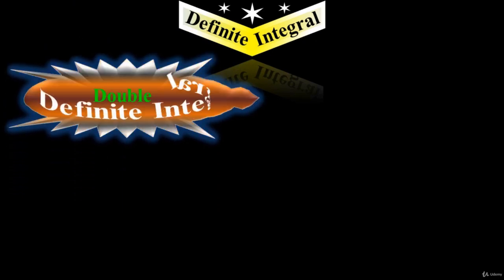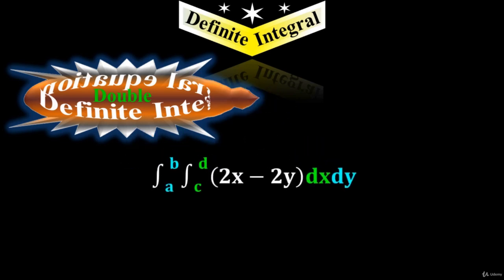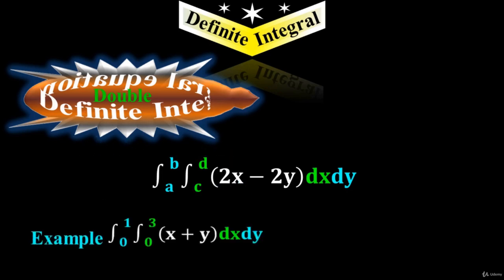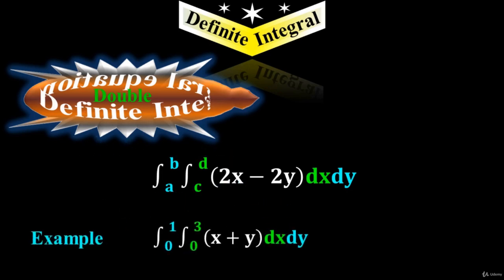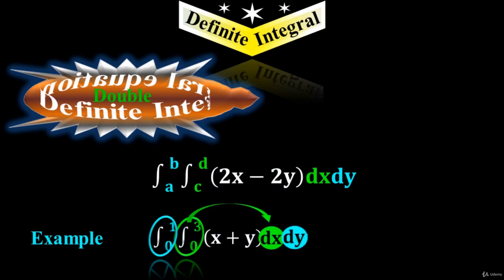Double definite integral equation. An equation which has two integral signs is a double definite integral equation. We see here that we have two integral signs. The limit for the first integration is from a to b, and the limit for the second one is from c to d. An example is the double integral of x plus y dx times dy. This integration is with the dx and the other one is with the dy.